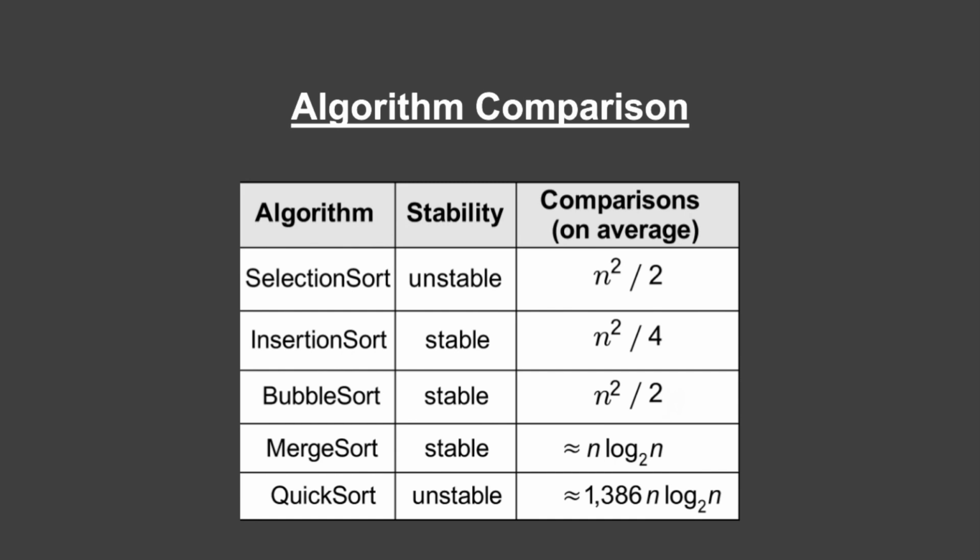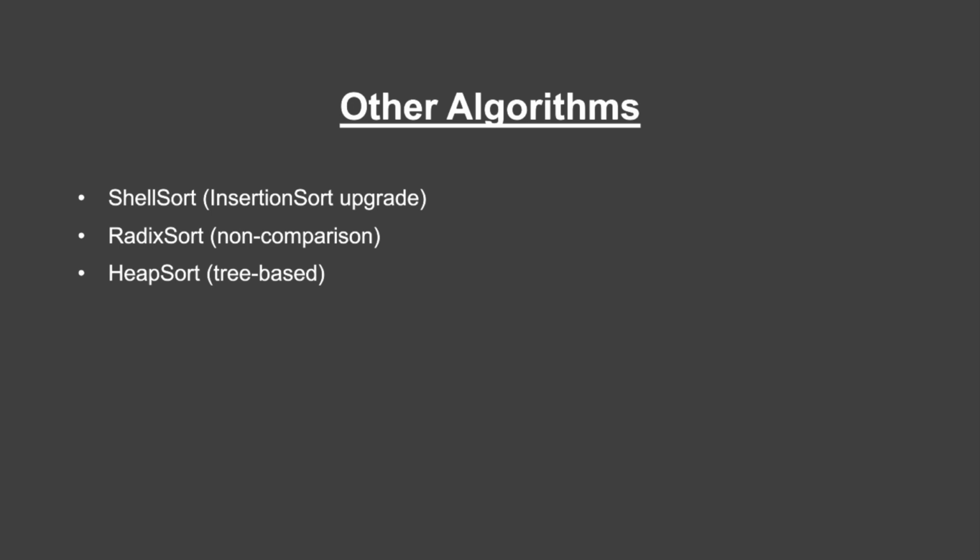Choosing the right algorithm depends on your data, its size, whether it's already sorted, and how much memory you can use. There are also other sorting methods worth knowing. For example, shell sort, which improves insertion sort by comparing distant elements. Then we have radix sort, which is a non-comparison sort. It works digit by digit and it's very fast on integers. And then we also have heap sort, which uses a tree structure to maintain order. Each of these has unique use cases and advantages.